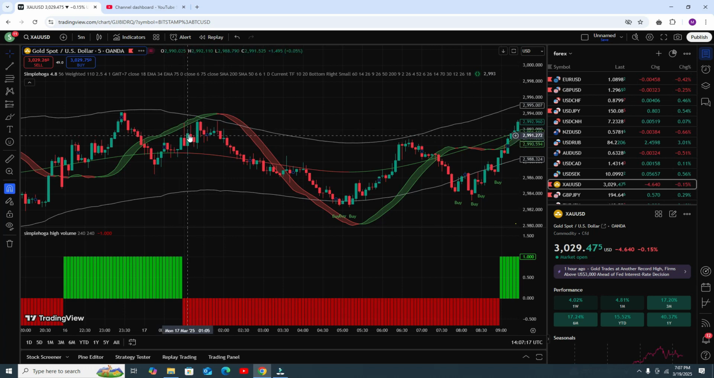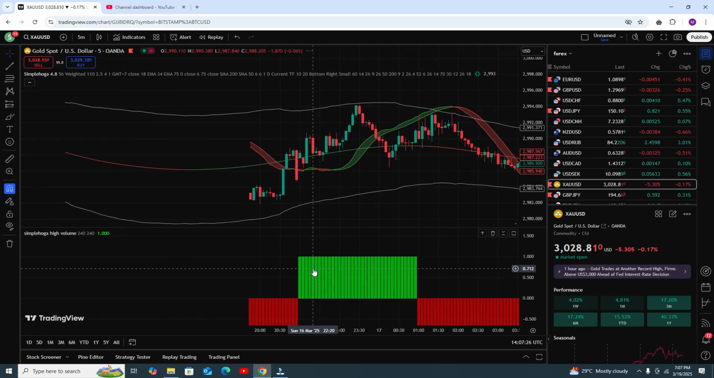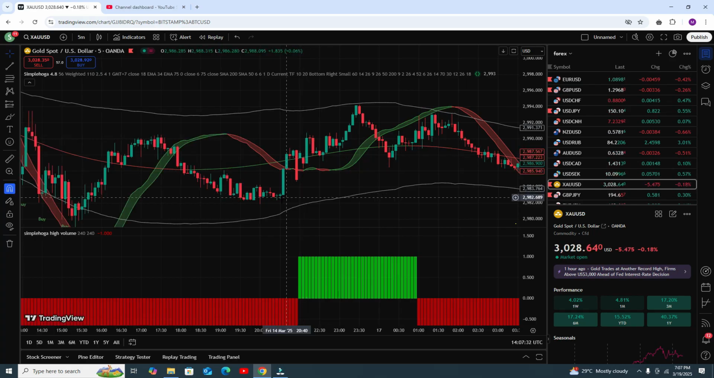RSI, you can see candles are below the RSI. Okay, and this is your entry point, and you can see the target is easily hit. Just need to watch the volume, and here you can see you can go for the buy position. From this point your stop loss will be there, and you can target the upper band line and easily hit it.